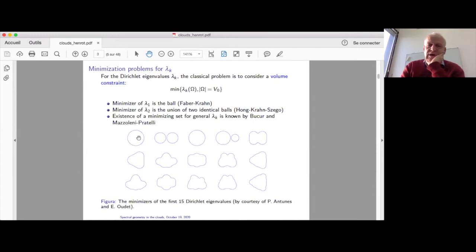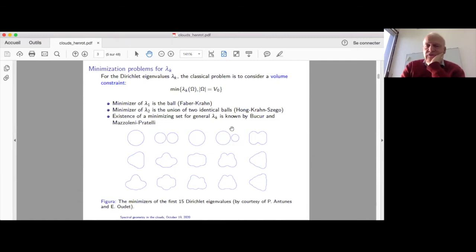Lambda 1 is minimized by the disk, in the plane here. It is Faber-Krahn. Lambda 2 is minimized by two disks, it is Hong-Krahn-Szego. Lambda 3 seems to be minimized by the disk, but it is still a conjecture to prove that the disk minimizes lambda 3 in the plane. The union of two different disks, whose radii are in a ratio linked to the first zeros of Bessel functions, seems to provide the minimizer of lambda 4.